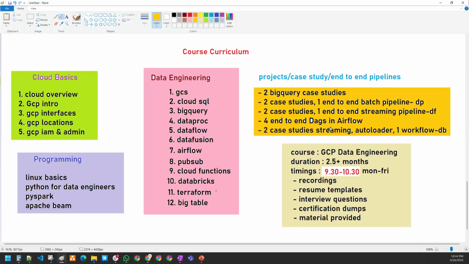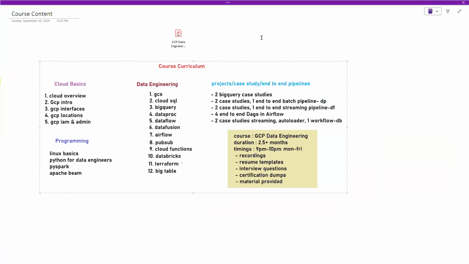Two case studies: one is for streaming, one more is for the Autoloader, and one end-to-end workflow in Databricks. So all of these things, 10-plus case studies plus end-to-end pipelines, we are going to cover here. Okay, so let me show you here. If you guys want to see the entire PDF, I hope you already have it.